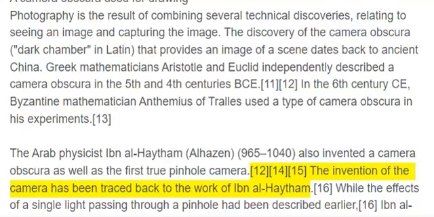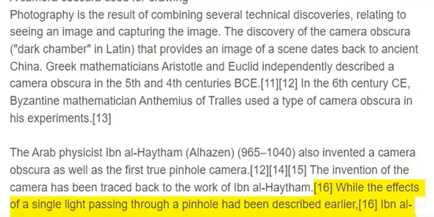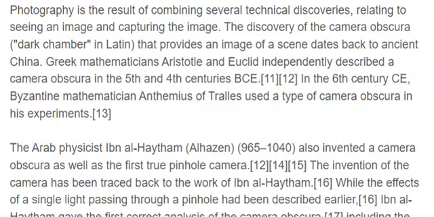The invention of the camera has been traced back to the work of Ibn al-Haytham. While the effects of a single light passing through a pinhole had been described earlier, Ibn al-Haytham gave the first correct analysis of the camera obscura, including the first geometrical and quantitative descriptions of the phenomenon, and was the first to use a screen in a dark room so that an image from one side of a hole in the surface could be projected onto a screen on the other side.